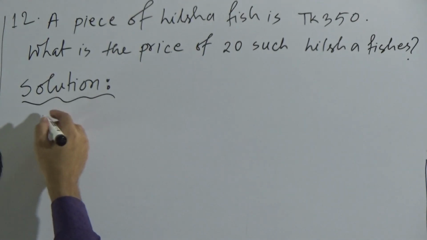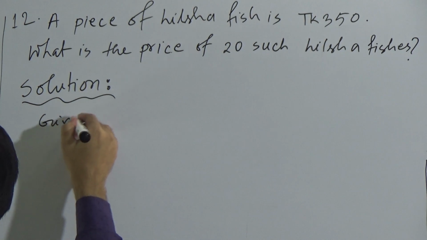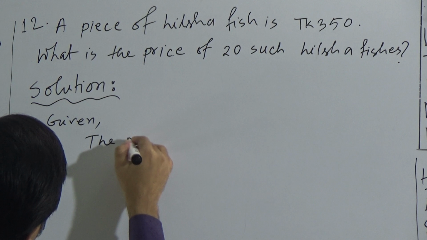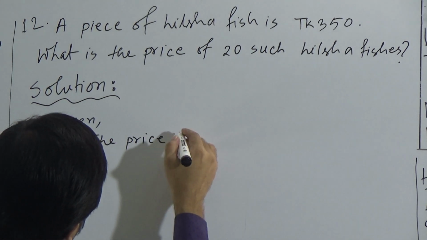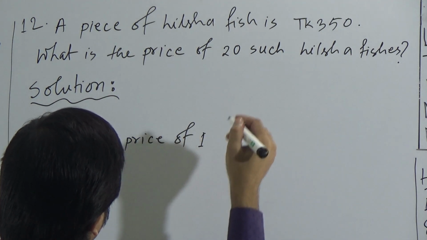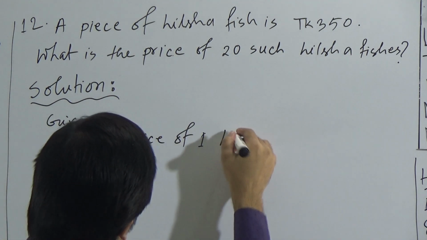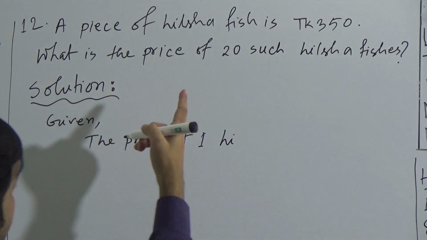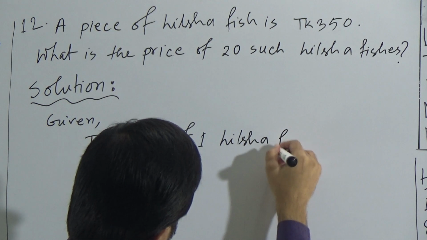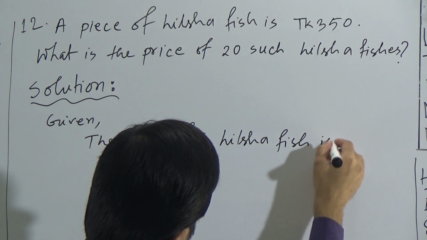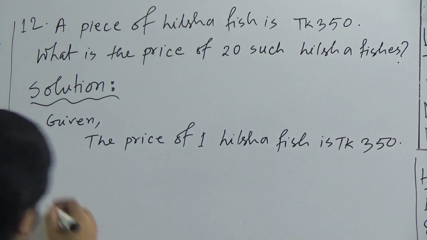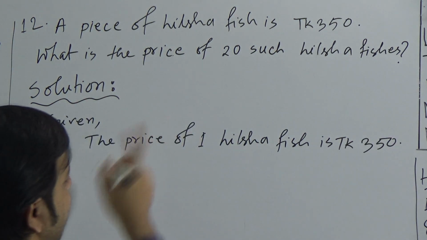Given the price of one hilsa fish. A piece of hilsa fish means one hilsa fish is taka 350. We need to find the price of 20 such Hilsha fish.